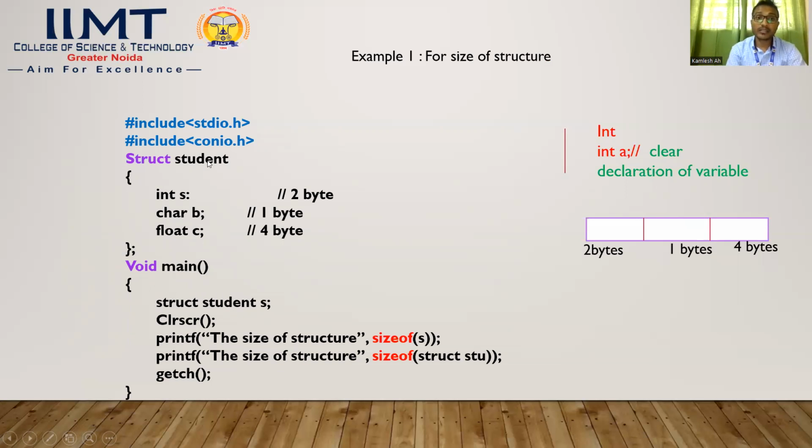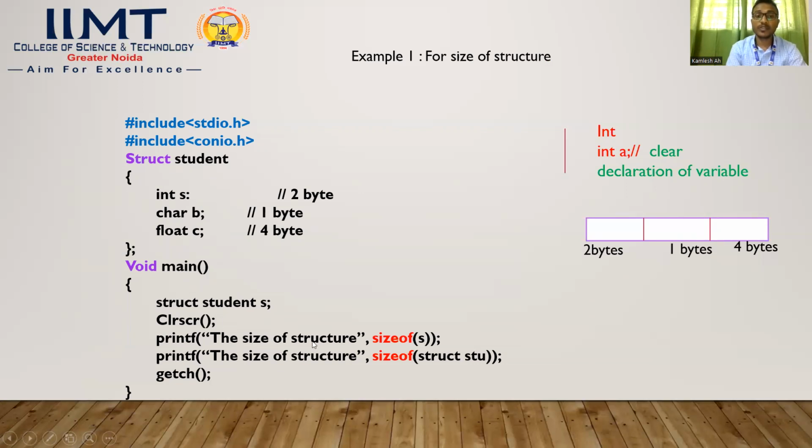The structure variable is created in the main method of the program. So this is the main method. And struct student s: this is the same struct keyword, and student is a structure name, and s is a variable. s is a variable or object of the structure. Okay. And clrscr is also there, which clears the screen.